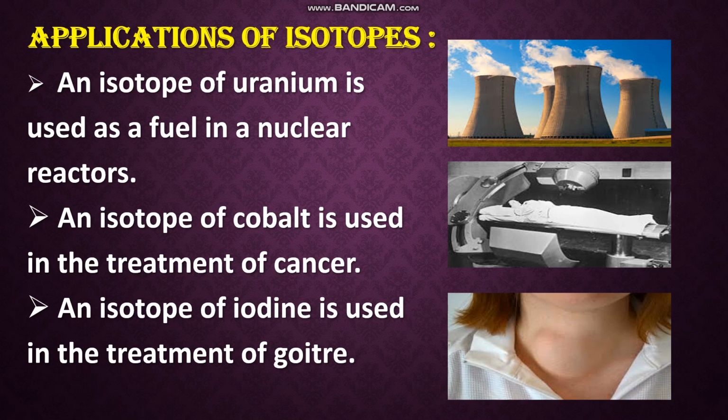So what are the applications of isotopes? An isotope of uranium is used as a fuel in nuclear reactors. About nuclear reactors, you are not learning in detail, only what the use of this isotope is. I just told you to understand what a nuclear reactor is. So an isotope of uranium is used as a fuel in nuclear reactors. An isotope of cobalt is used in the treatment of cancer. An isotope of iodine is used in the treatment of goiter.